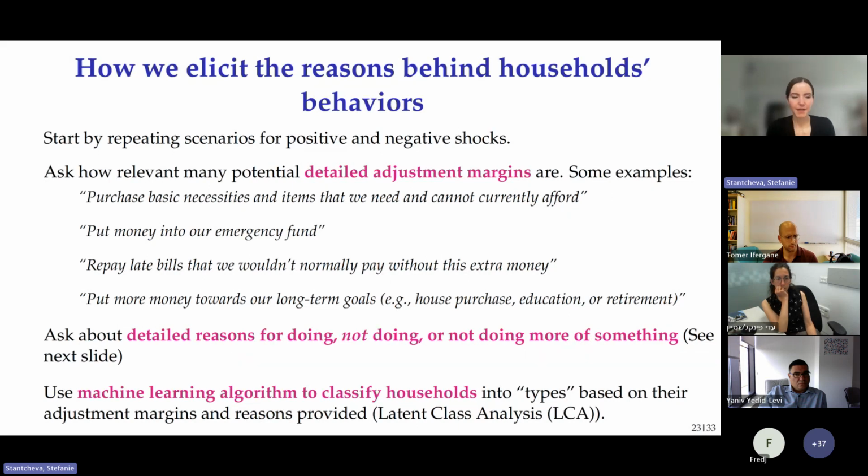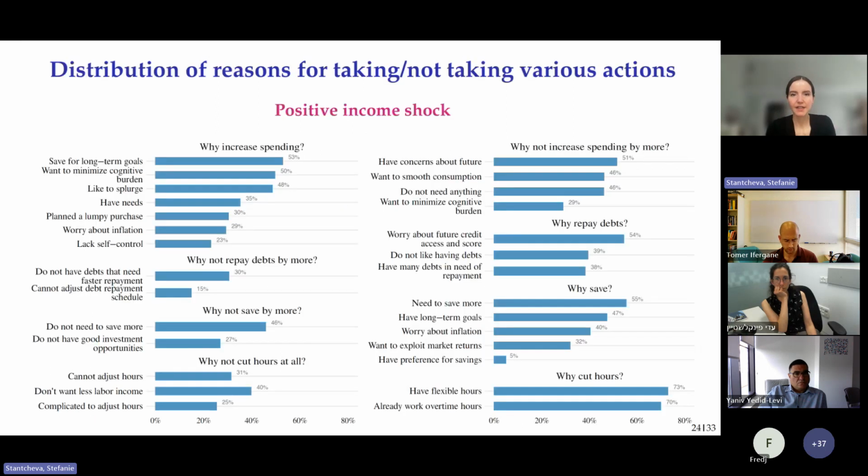And then we're going to ask about much more detailed reasons for doing, or not doing, more of something. So I can show you here, for instance, the reasons that we offer people. In the top left panel: why would you increase spending? Because you're saving for long-term goals, or because you just don't want to have to think about how to spend this money, so you're sort of on autopilot to save it.